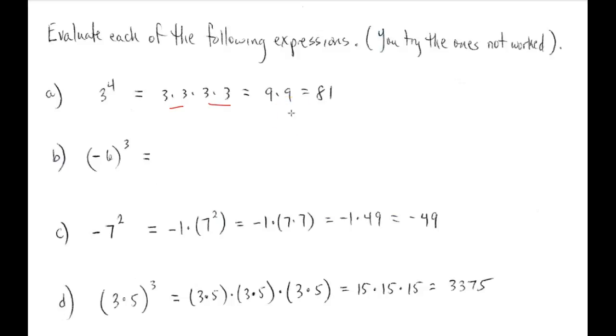Our next example, we see that we have negative 6 raised to the power of 3. That means we have negative 6 times negative 6 times negative 6. Of course, we know that negative 6 times negative 6 is a positive 36. And if we do a positive 36 times a negative 6, then I believe, if I'm correct, this would be a negative 216. Okay.